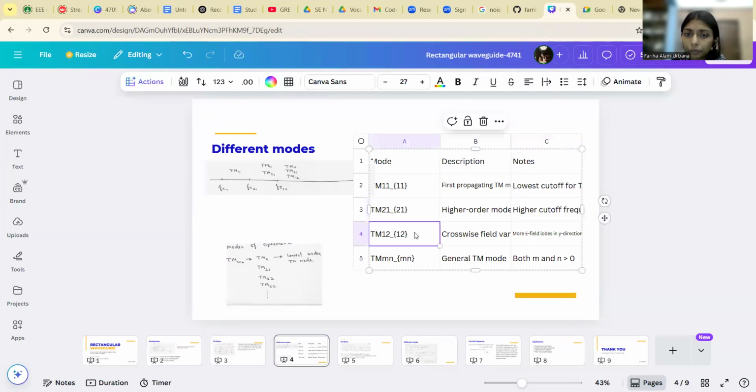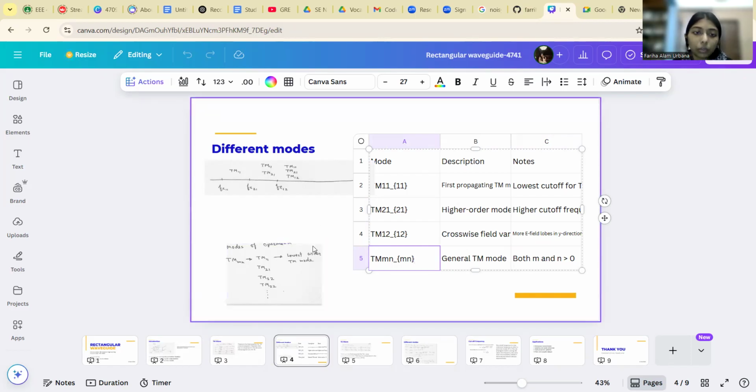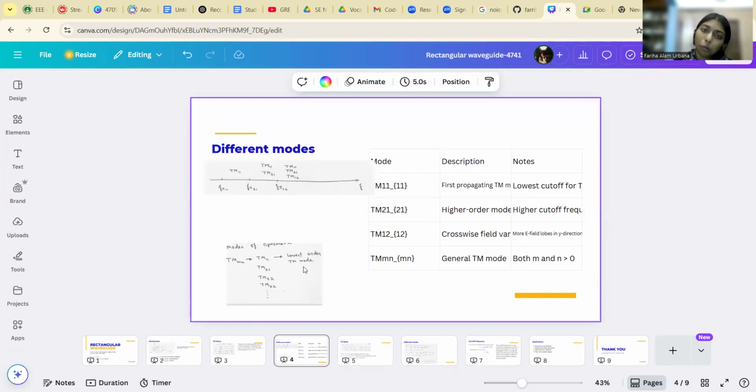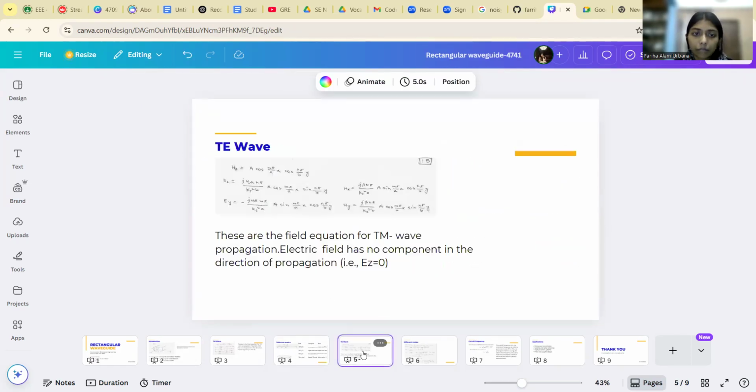Let's talk about the third mode, where the crosswise field variation increases. In this case, the crosswise field variation increases, and there are more electric field nodes in the y direction. And for now consider a generalized case, which can be M and N, and for this case, M and N values are a general scheme. You can see in this picture as well, for different frequencies, we get different modes.